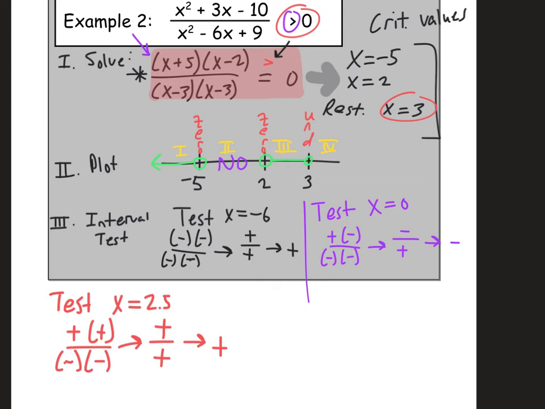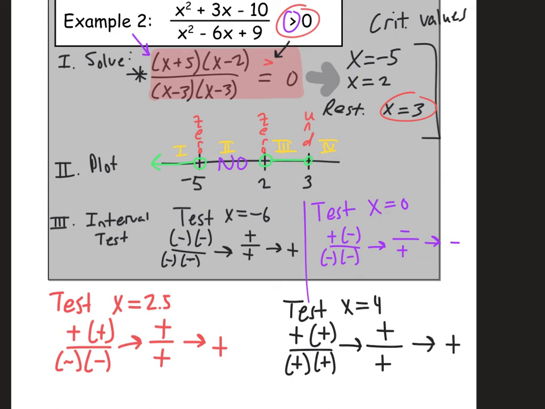Okay, and then we'll check one more interval. Something bigger than 3, let's use 4. So if we test x equals 4 in that final interval, the first factor, x plus 5, is positive. X minus 2 is still positive. X minus 3 would still be positive. Okay, and there's two of those. So this whole thing is positive over positive, which ends up positive. Okay, so this interval works as well. Okay, because again, this problem was all about being positive.